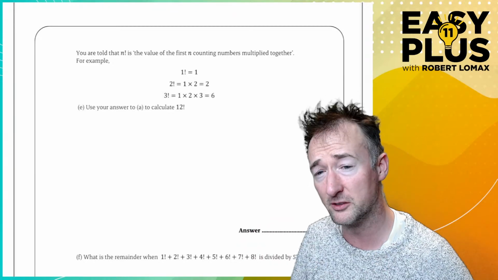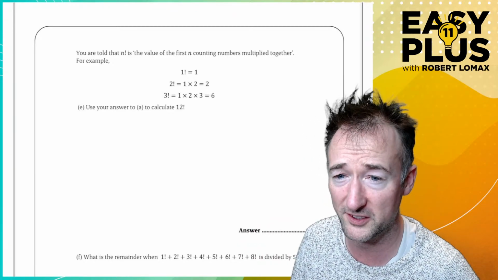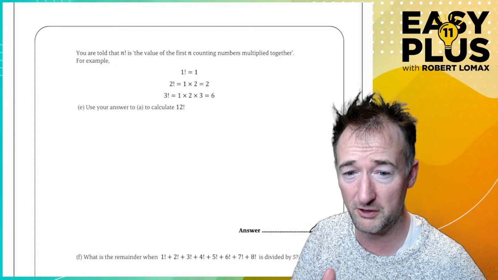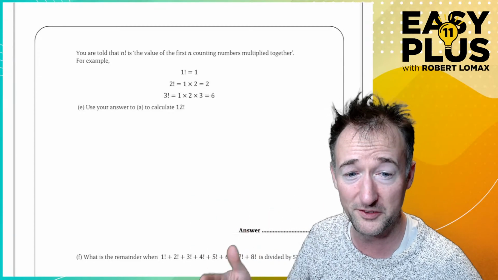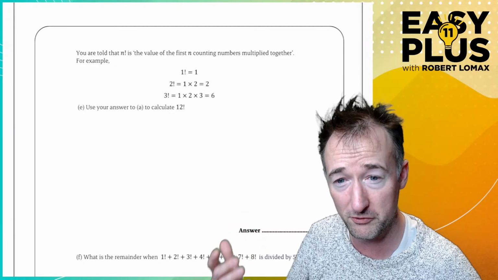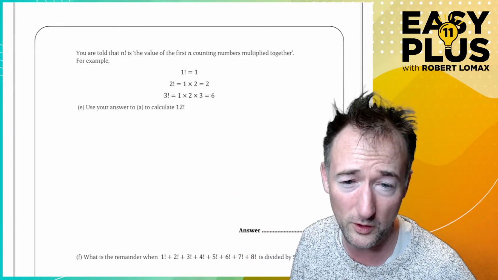So this is a standard mathematical way of writing this mathematical idea. 3 factorial is 3 times 2 times 1. 10 factorial would be 10 times 9 times 8 times 7 times 6 times 5 times 4 times 3 times 2 times 1. That's what a factorial is.